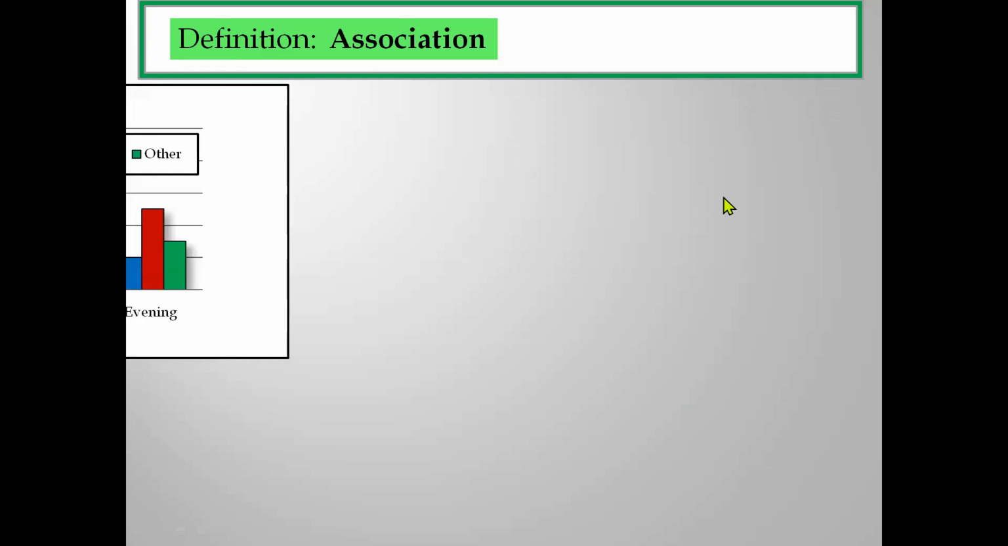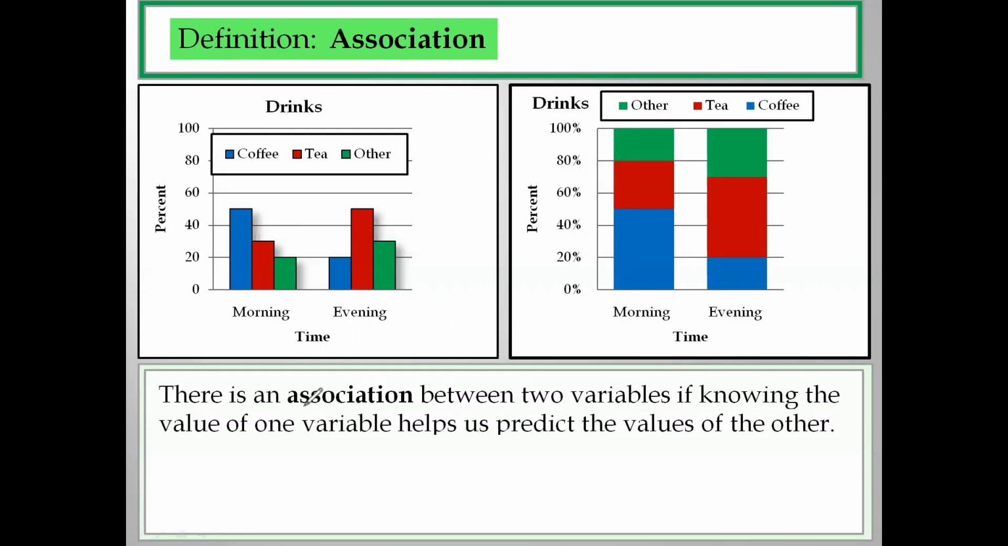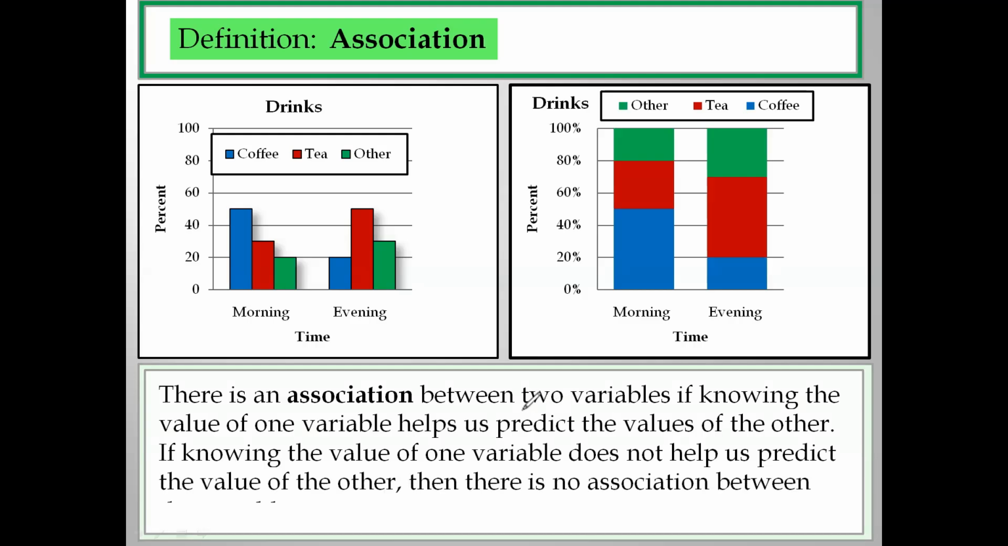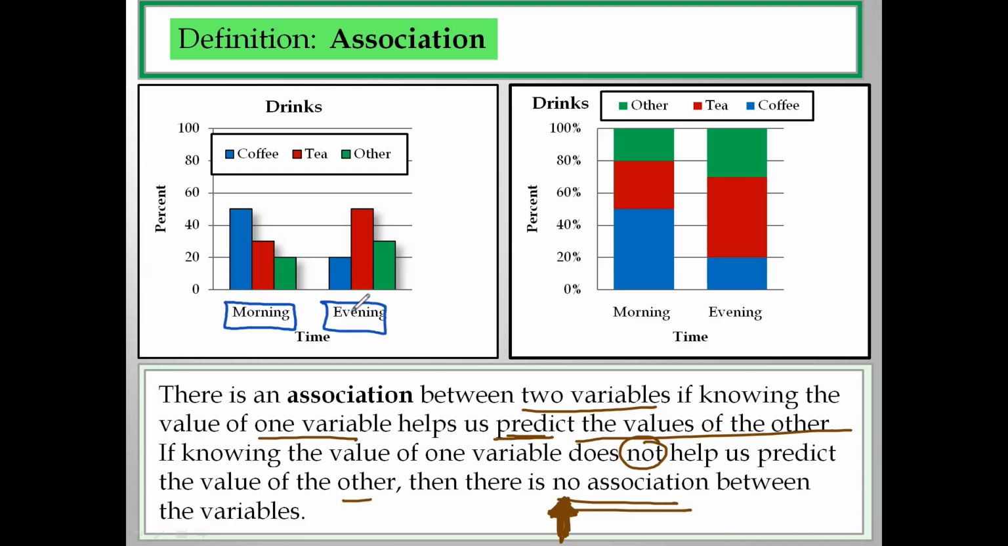Next up, we're going to look at associations. There is an association between two variables if the known values of one variable help us predict the values of the other. If knowing the value of one variable does not help us predict the values of the other, then there is no association. So from our graph, it seems like there are more coffee drinkers in the morning than there are in the evening.